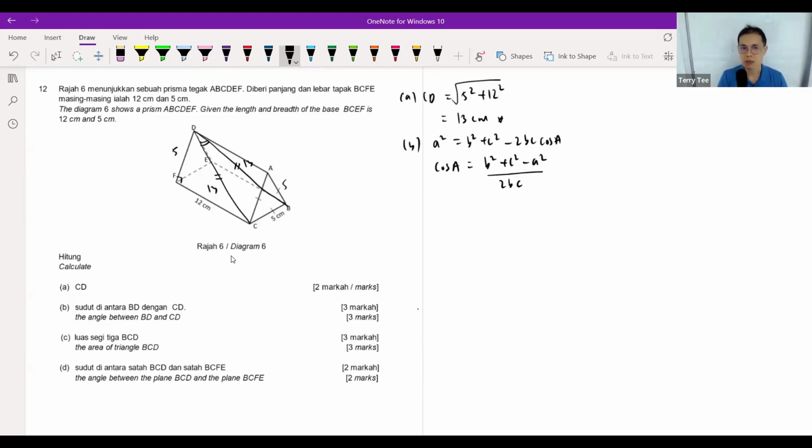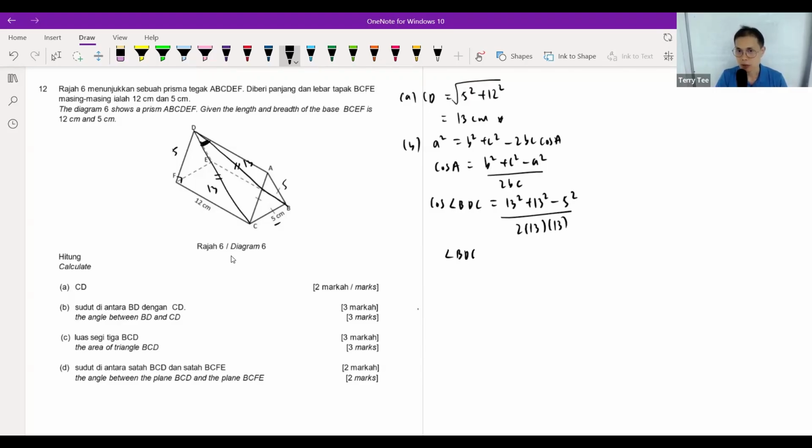So your B and C would be 13 and 13. Your A would be 15 because you're finding this angle D over here. So we write cos angle BDC. Your B and C are the same, right? So we write 13 squared plus 13 squared, minus the opposite length 5 squared, divided by 2 times 13 times 13.